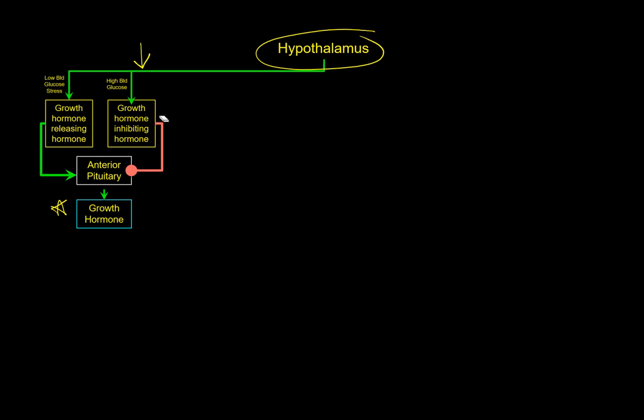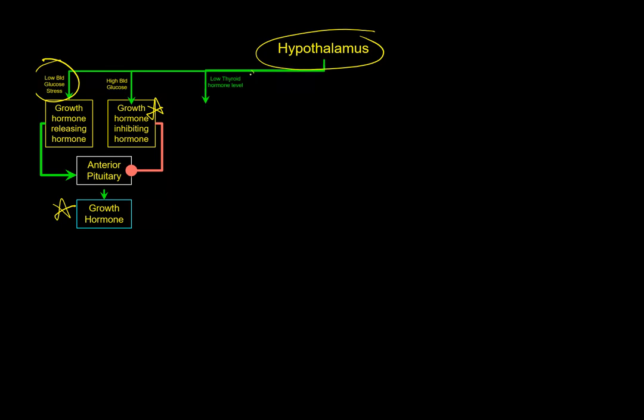Okay? So you've got the hypothalamus literally controlling the release of growth hormone. If you've got low blood glucose and stress, then you release growth hormone releasing hormone and growth hormone gets released. If, however, you've got high blood glucose, you don't need it, you're going to inhibit its release because you don't need it right then.